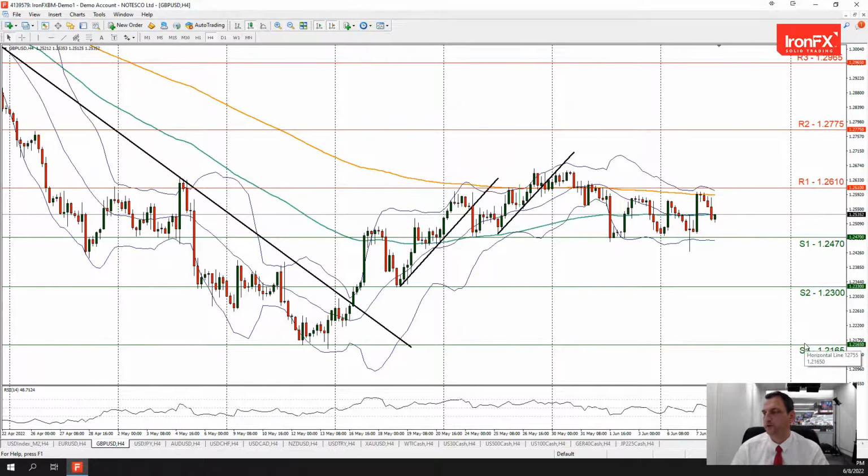So GBP USD cable is practically moving in sideways motion between the 1.2610 and the 1.2470. I would like to note that despite the jump yesterday, cable was not able to actually even test the 1.2610. It was just a bit lower, and that could lead to a readjustment of the R1 maybe.